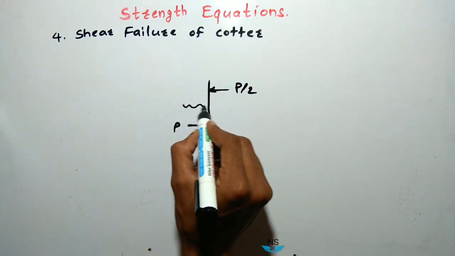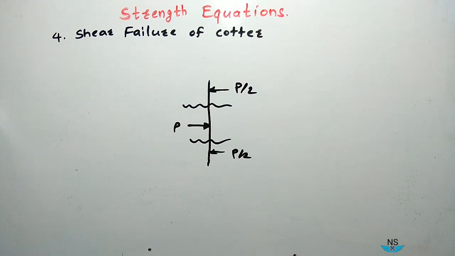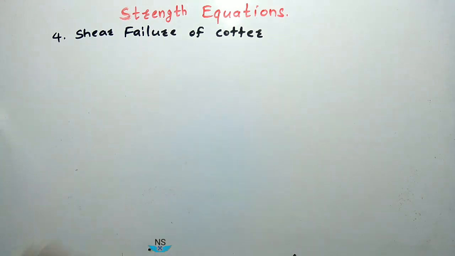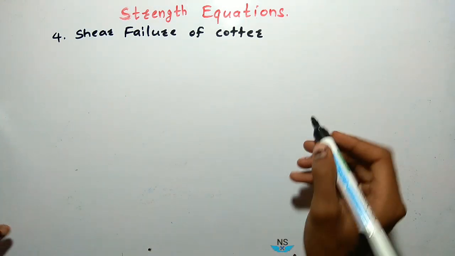So shear will take place at this section. Shear of quarter will take place. So how will the shear take place at two sections? I will draw in the diagram. Let us see the 3D view first.